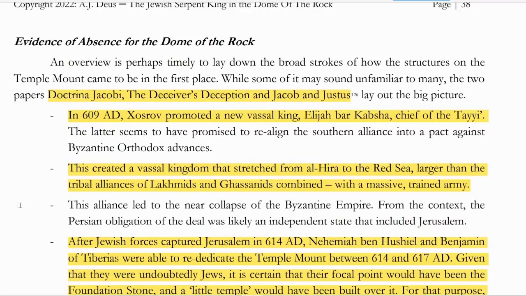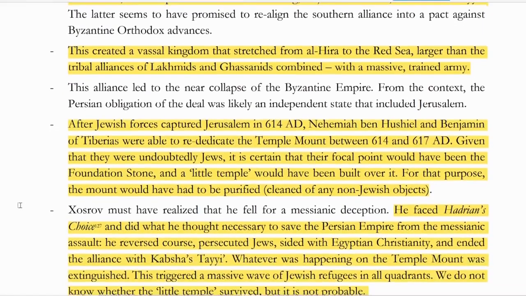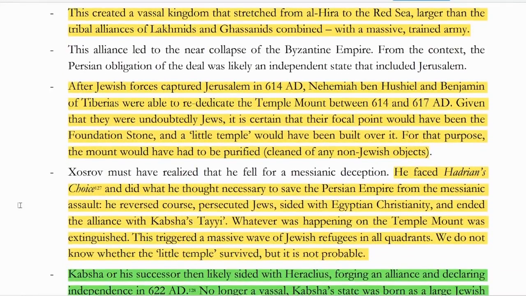The latter seems to have promised to realign the Southern Alliance into a pact against Byzantine Orthodox advances. This created a vassal kingdom that stretched from Al-Hira to the Red Sea, larger than the tribal alliances of Lakhmids and Ghassanids combined, with a massive trained army. This alliance led to the near collapse of the Byzantine Empire. From the context, the Persian obligation of the deal was likely an independent state that included Jerusalem.